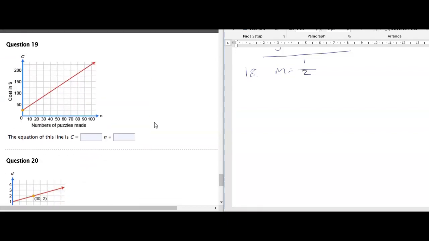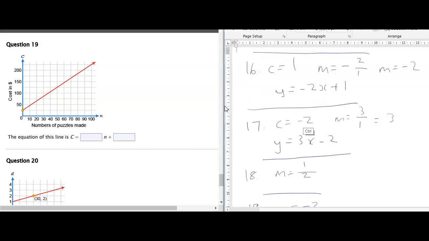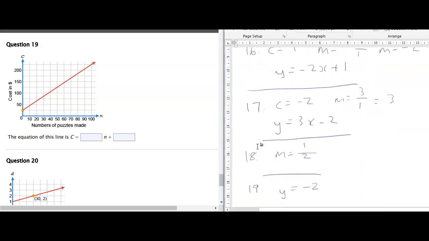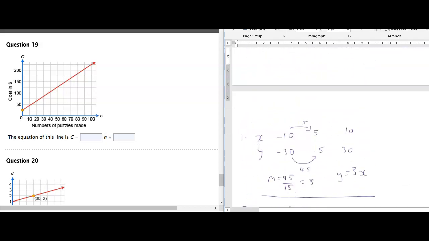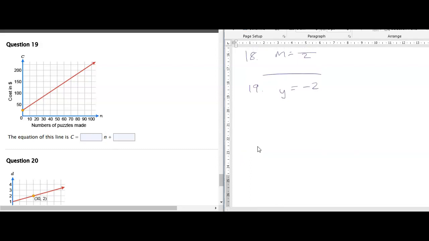Okay, question 19. The equation of this line is c equals something, so that's our gradient, and plus something, our y-intercept. What is this point here? You can see it's halfway between 0 and 50. So your y-intercept, or in this case your c-intercept, is 25. Sorry, I was saying negative by mistake. Okay, and your gradient.